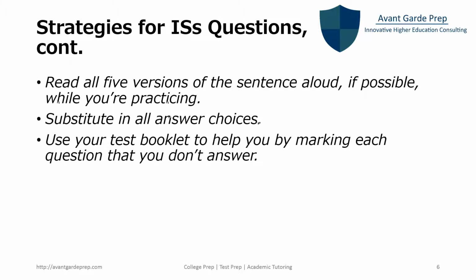Use your test booklet to help you by marking each question that you don't answer. That way you can find it easier later when you come back to them if you have time. And then just keep in mind that the improving sentences questions go in order from easy to difficult. So again, based on your target score strategy, be aware that you'll probably be skimming and skipping towards the end of the improving sentences questions where they get more difficult.